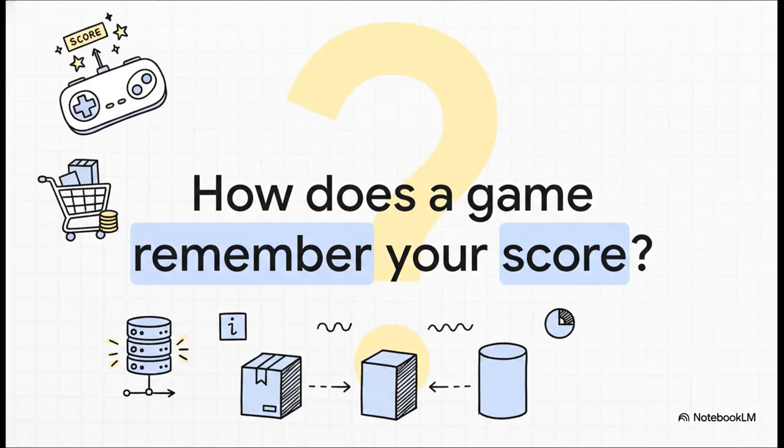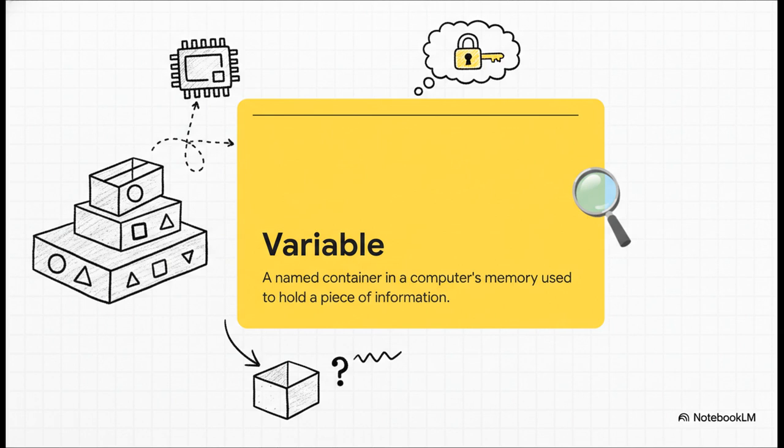Right, so the magic behind all these things we take for granted is actually a pretty simple but really powerful idea. It's the key to how any program remembers anything at all. So let's pull back the curtain and see exactly how it works. The answer is a variable. Now, don't let the technical terms scare you off.